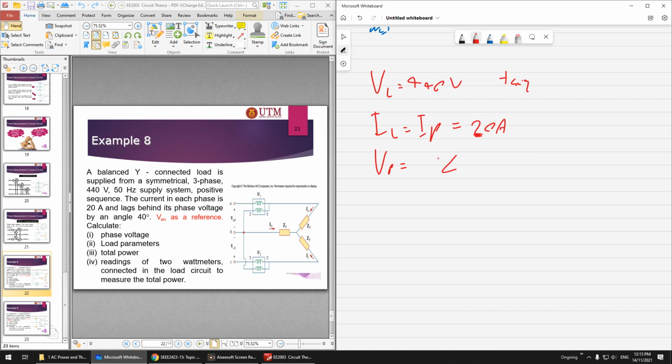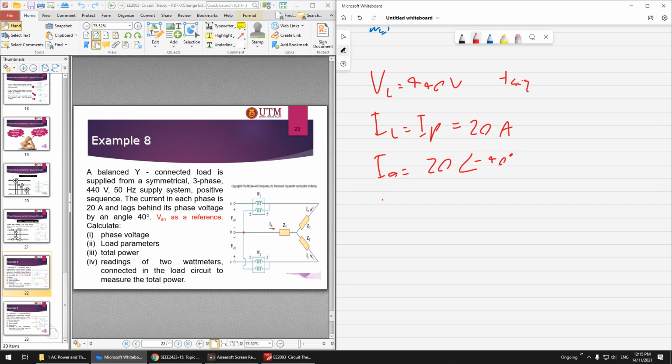Let me remove this first. Means that 20 ampere, but for this case we can say IA is equal to 20, so the current is lagging. Lagging means negative 40 degrees. So IA is 20 angle negative 40 degrees because we want to use VAN as reference.